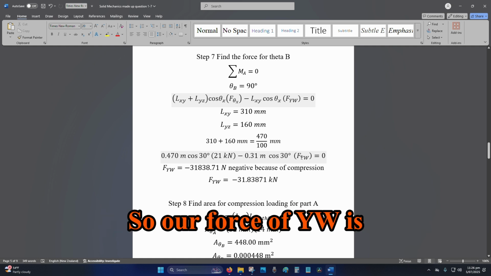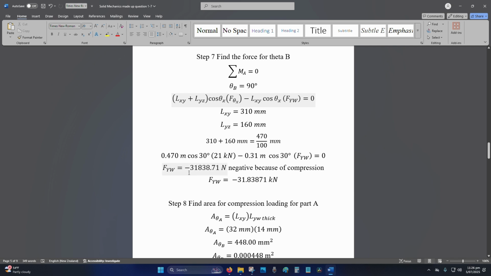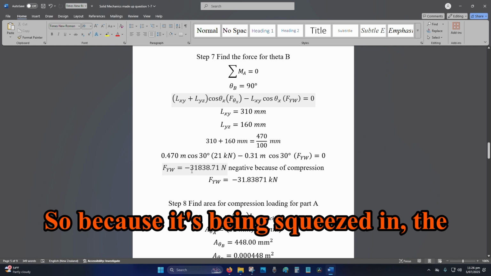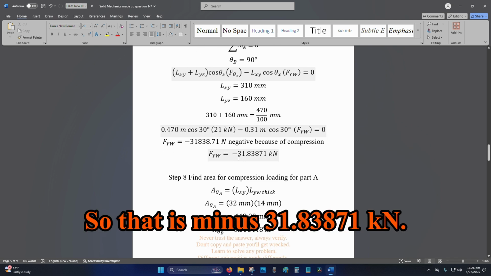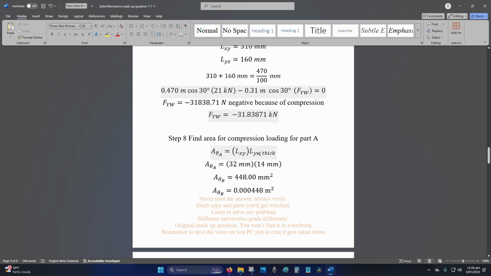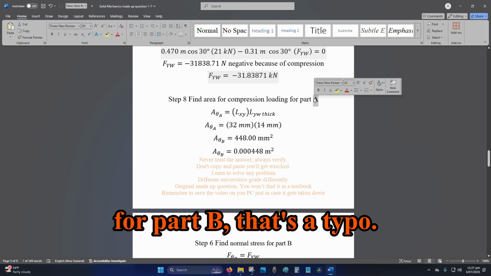So our force of YW is minus 31,838.71 newtons. It's negative because it's compression. So because it's being squeezed in, the force is going the opposite direction. That's what that negative sign represents. So that is minus 31.83871 kilonewtons.